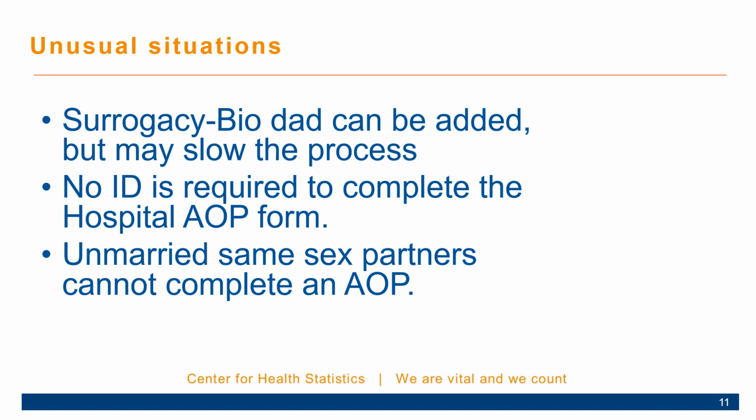Another question we get quite often is whether unmarried same-sex partners can complete an AOP, and they cannot do an AOP. An acknowledgement of paternity is only for the biological father to be added to the record. Married same-sex partners can be added to the birth record, but if the parents are unmarried, then they would have to go through a legal process in order to add that second parent to the birth record.